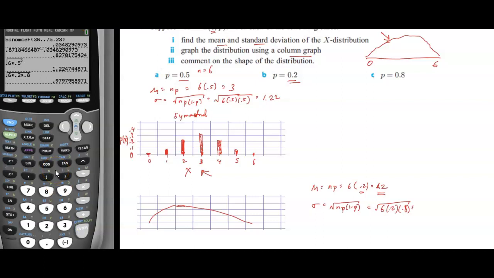0.979, 9 is rounded up to the next number, so it would be 0.98. And let's do the graph. So we'll put y equals binomial PDF, and instead of 0.5, my probability is now 0.2. And so now my table has, let's see, the highest value is 0.39, so we could do a similar scale to what we had before. Our highest value is going to be around 0.4.